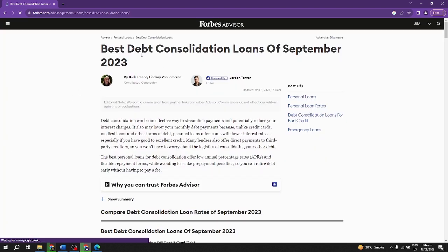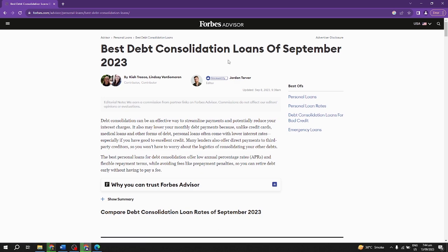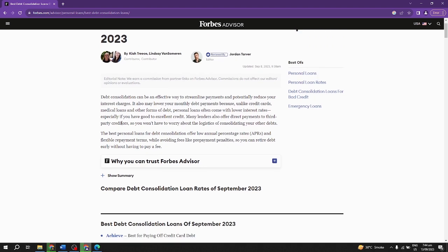So here we are. Best debt consolidation loans of September 2023. Debt consolidation can be an effective way to streamline payments and potentially reduce your interest charges. It also may lower your monthly debt payments because, unlike credit cards, medical loans, and other forms of debt, personal loans often come with lower interest rates, especially if you have good to excellent credit.